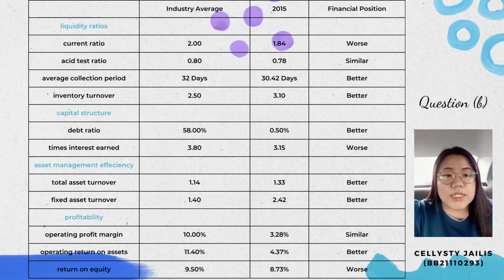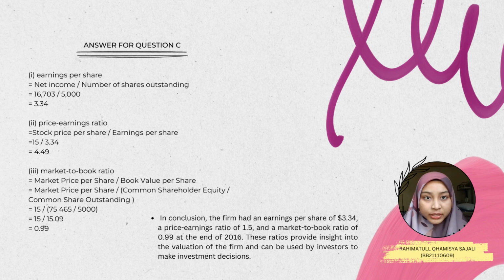And the next one is operating return on asset, whereas for 2015, it is 4.37%, and compared with industry average, it is 11.40%. So, it is better since the higher the number, the greater the return earned. And last but not least, for the return on equity, for 2015, it is 8.73%, and industry average is 10.50%.